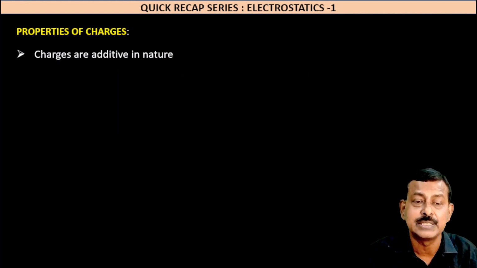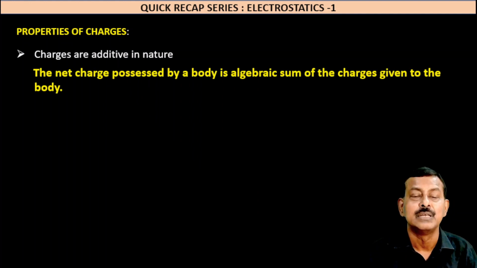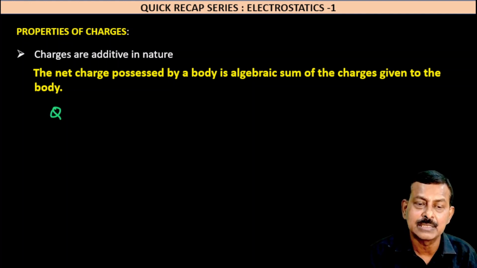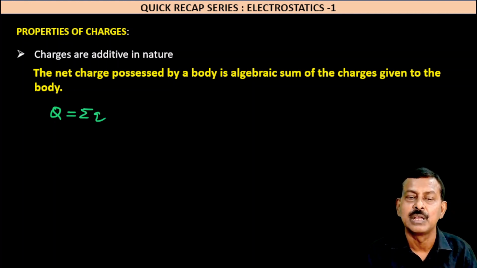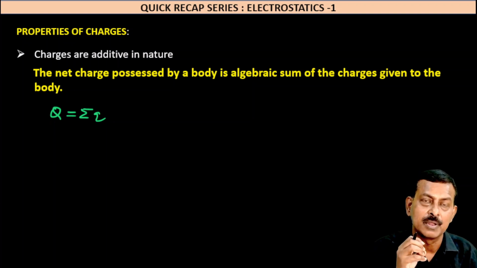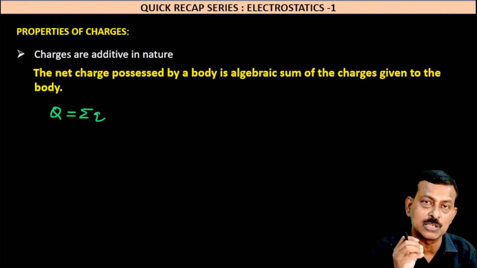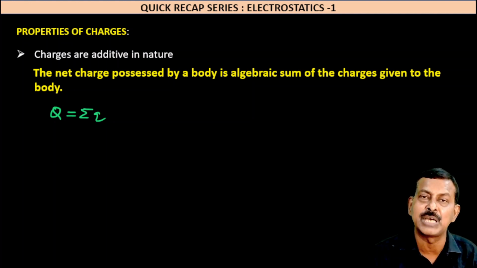Next property is charges are additive in nature. Now, what does it mean? The net charge possessed by a body is the algebraic sum of the charges given to the body. That means we take that Q as summation of small q. That means if you have a body, you are giving different amounts of charge on the body. In that case, the net charge on the body will be the algebraic sum of the charges which are given to the body.